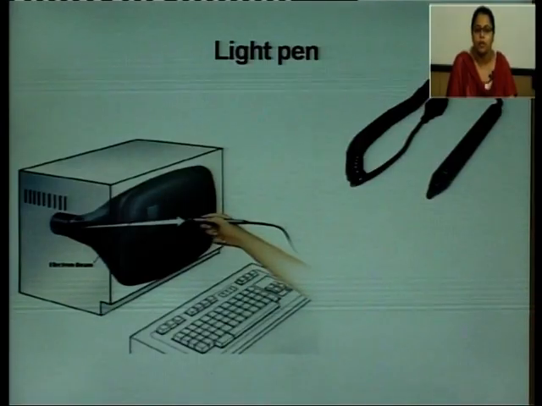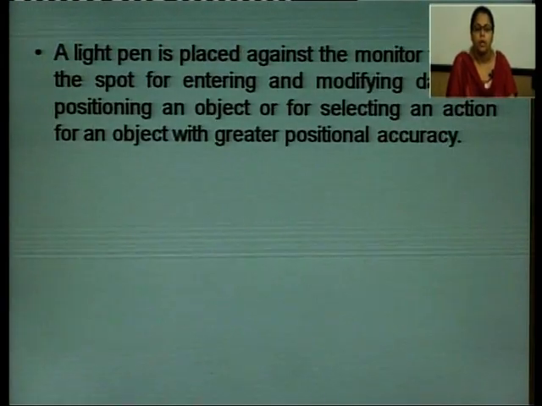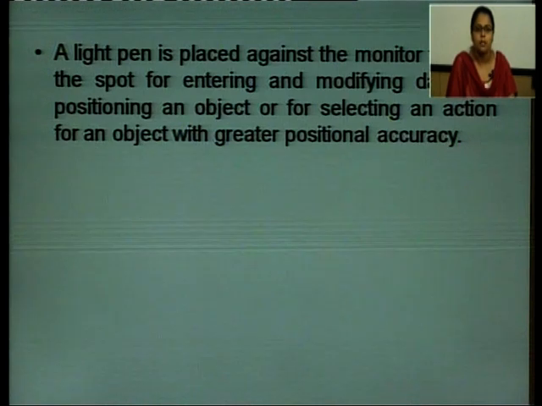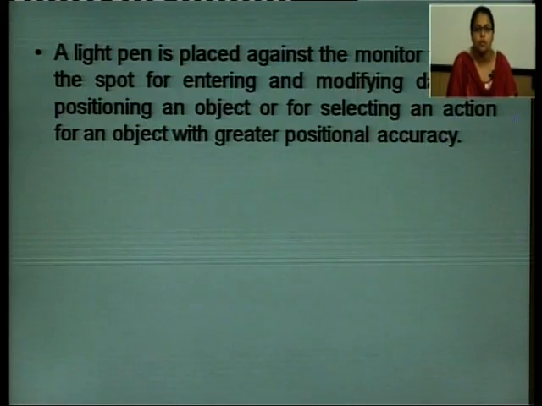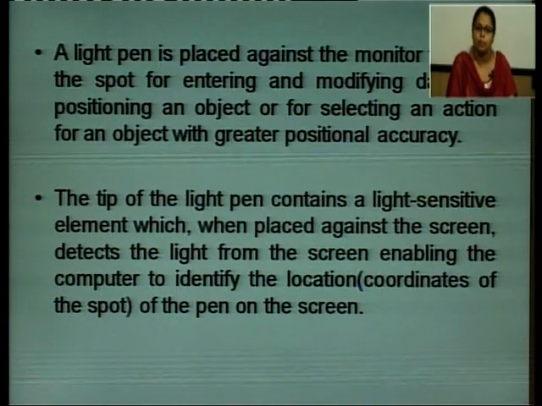Next input device or capture device is the light pen. It is a pointing device which is shaped like a pen and is connected to the visual display unit, that is your monitor. It is placed against the monitor to point the spot for entering and modifying data, for positioning an object on the screen, or for selecting an action for an object with greater positional accuracy. The tip of the light pen actually contains a light sensitive element which, when placed against the screen, detects the light from the screen, enabling the computer to identify the location, that is the coordinates of that particular spot which is touched by the pen on the screen.